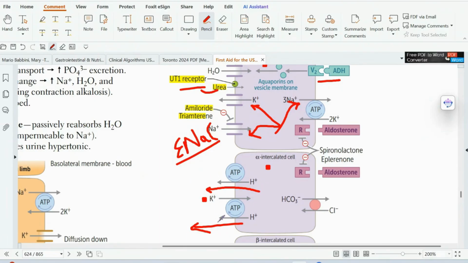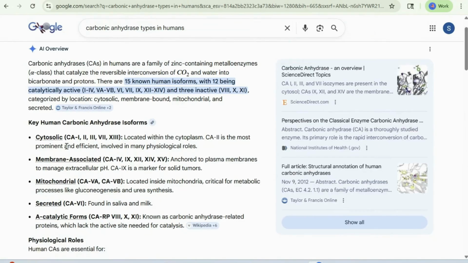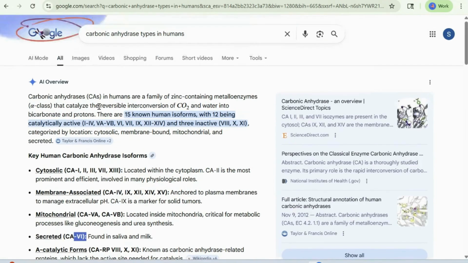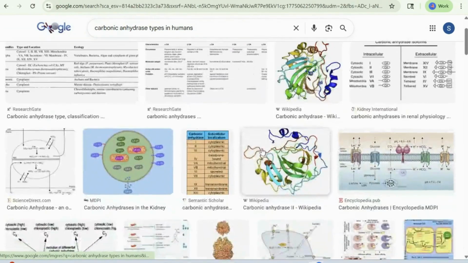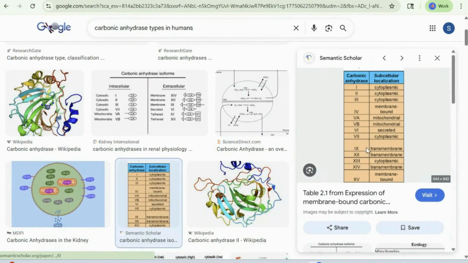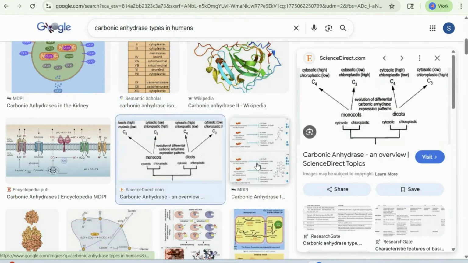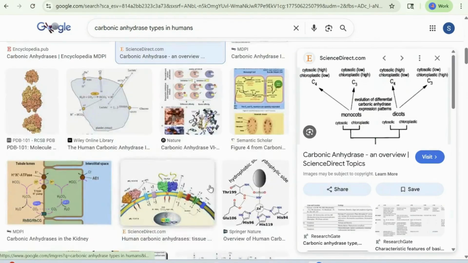Where does this hydrogen come from? It comes from water and carbon dioxide, H2O plus CO2. And who breaks this down? Which enzyme helps in processing H2O and CO2? The most important ones: carbonic anhydrase 2 is located in the cytosol, 4 is located in the membrane, and 6 is located in the saliva and the milk. If you can, note it down somewhere. But 2 and 4 are inhibited by carbonic anhydrase inhibitors, if I remember correctly.